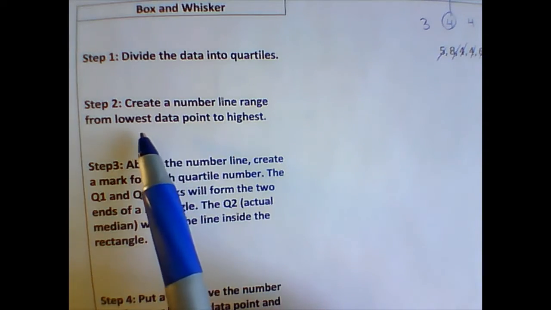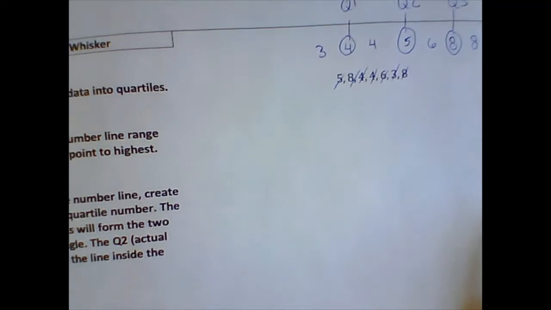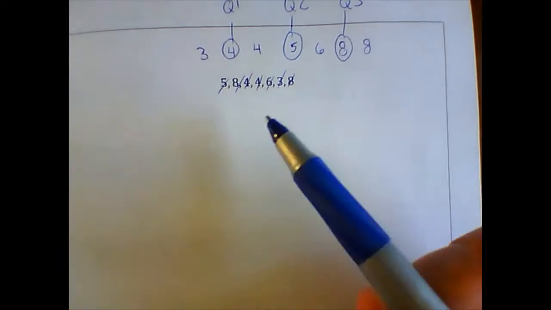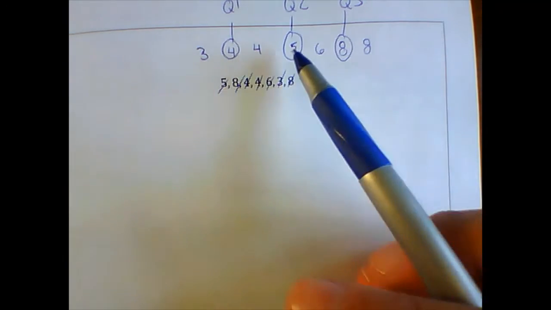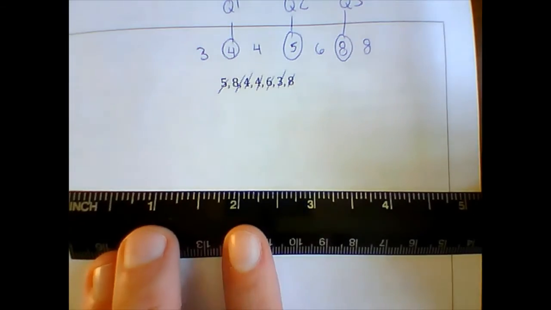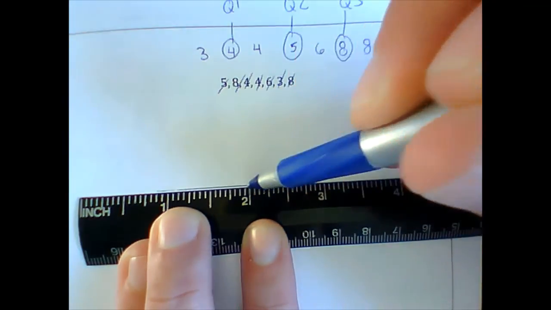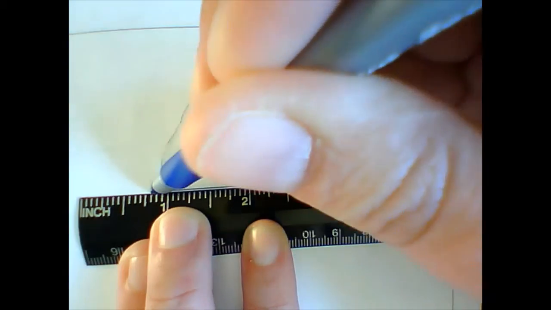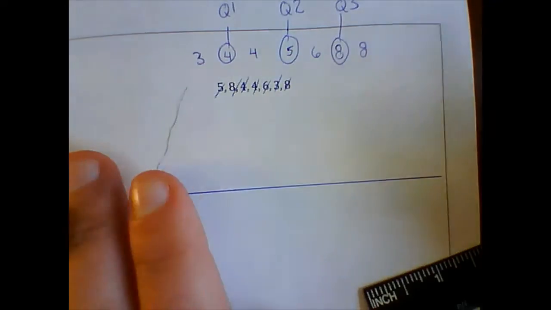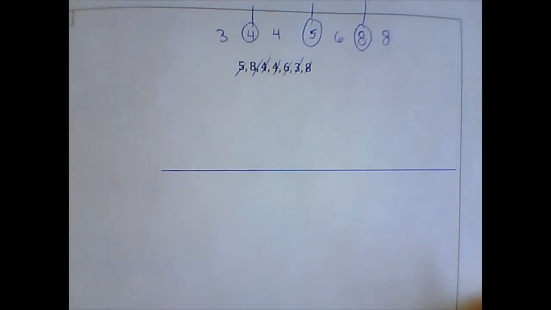First of all, we're going to make a number line from the lowest to the highest. And having them in order helps. The lowest is a 3, and the highest is an 8. So we're going to make a nice straight number line. The rest of this is not going to be super exact, and your number lines don't have to be super nice and straight either. I happen to have a ruler handy.